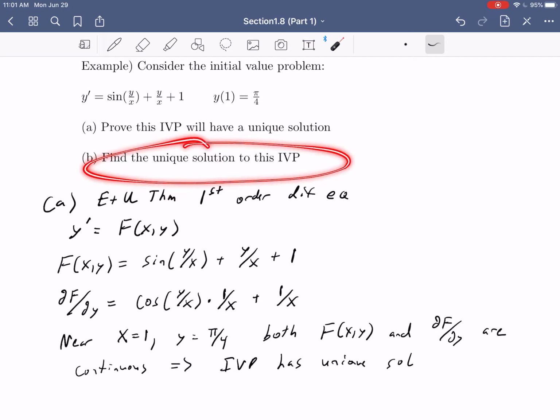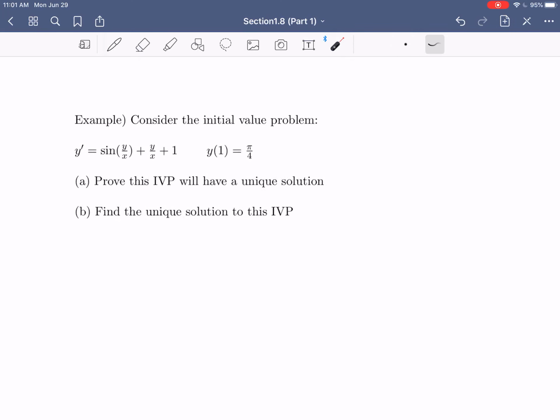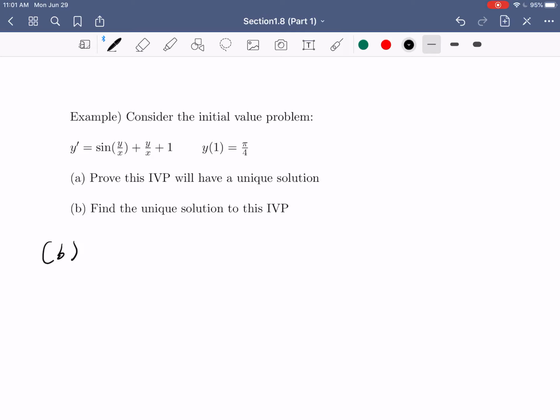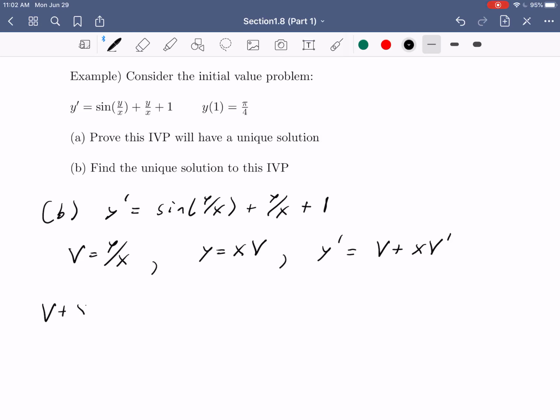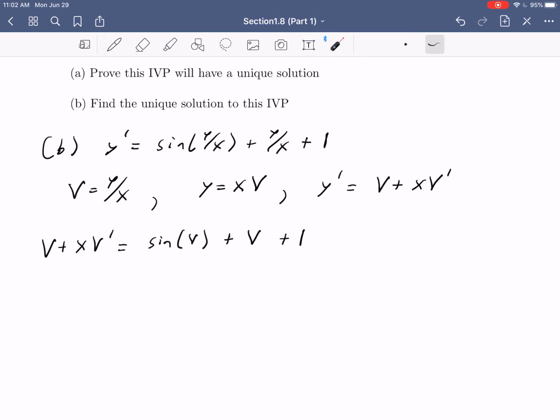All right, now let's go ahead and find the unique solution to this IVP. We'll go ahead and do that on the next page. So we actually want to try to find this thing, so we're going to use our substitution since it's already in the sort of format that we would like. Let's go ahead and do v equals y over x, which means y is going to be xv, which means y prime is going to be v plus xv prime. So let's plug that in. v plus xv prime is going to be sine of v plus v. There we go. Now this is guaranteed to be separable.